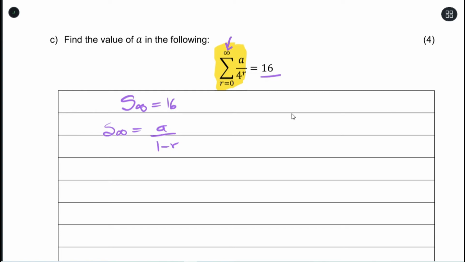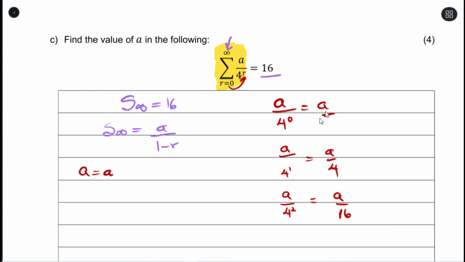Now, to determine a and r, we do that by getting our first three terms. How we get our first three terms is by substituting into the sigma notation: putting r as 0, r as 1, and r as 2. So we get a, then a over 4, and then the third term. So we just got three terms. From here, our a is equal to a, because that's our first term. To get our r, we divide the second term by the first term, and the third term by the second term. The answer you get when you do the simplification will just be 1 over 4.